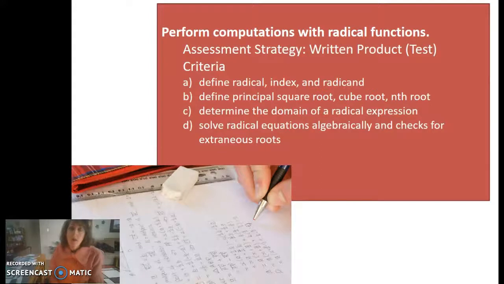Our last one, our competency is perform computation with radical functions. So this comes to us from the math department. So again, it starts with a verb. The observable and measurable part are tied to the criteria here, right? So we're asking the student to define, to determine, to solve. That's the observable and measurable part. Notice the assessment strategy chosen for this one. It's a written test that the student has to complete.